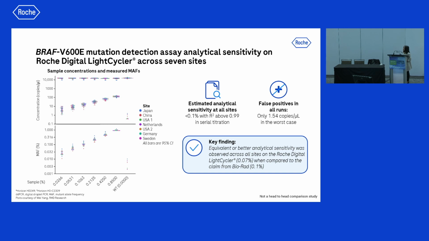Because we want to be at least 2 standard deviations away from where we do see the wild type false positive rate popping up. And this key finding essentially means that we had better, if not equivalent, analytical sensitivity observed across all 7 sites when compared to what the claim is for this particular assay by the competitor, which is supposed to be 0.1%. Again, I do want to stipulate that this is not a head-to-head comparison study. It's just an observation, and obviously in line with what has been projected by the competitor in terms of the analytical sensitivity that they observe with this particular assay.